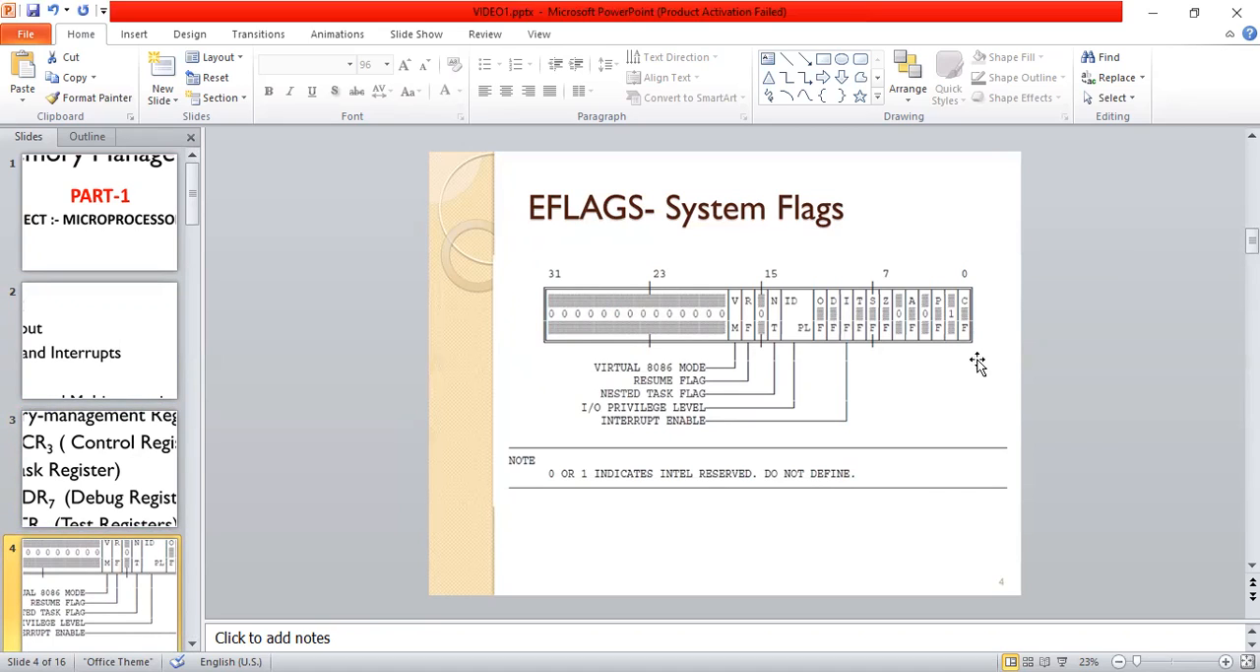Flags: these are the carry flag and others. Where a bit is shown as 1 or 0, it indicates that it is not defined or unused. Now, the parity flag, auxiliary flag, zero flag, sign flag, interrupt flag, overflow flag, IO privilege level, nested task flag, resume flag, and virtual 8086 mode flag. These are some of the system flags, as shown in the figure.